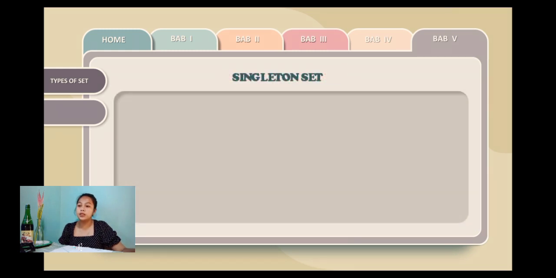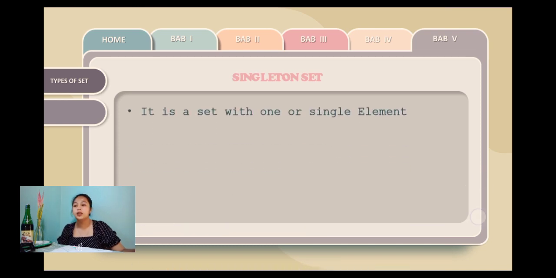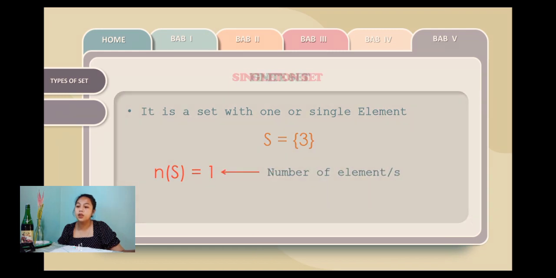Next type of set is the singleton set. From the word single, it is a set with one or single element. So, nag-iisa lamang yung nakapaloob sa bracket. For example, S is equal to {3}. The cardinality of set S is equal to 1. Ito yung number of elements.